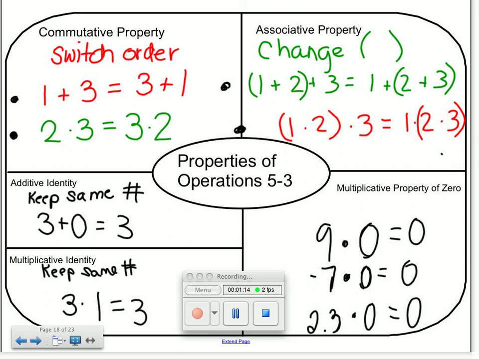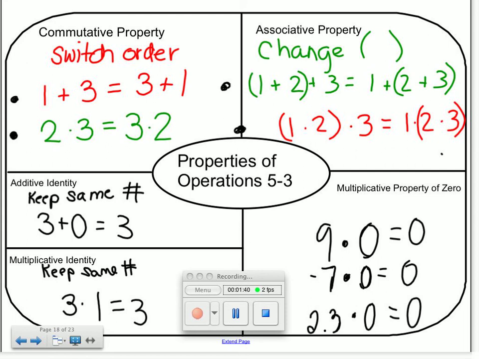The additive identity property is basically we want to try to keep the number the same. So if we start with a 3 and you add 0, you're going to get 3. If you have the multiplicative identity property, that's again you want to keep the number the same, but what do you multiply 3 by to get 3? It is a 1. And then the last one we talked about was the multiplicative property of 0. Any number times 0 will give you 0 as your answer.